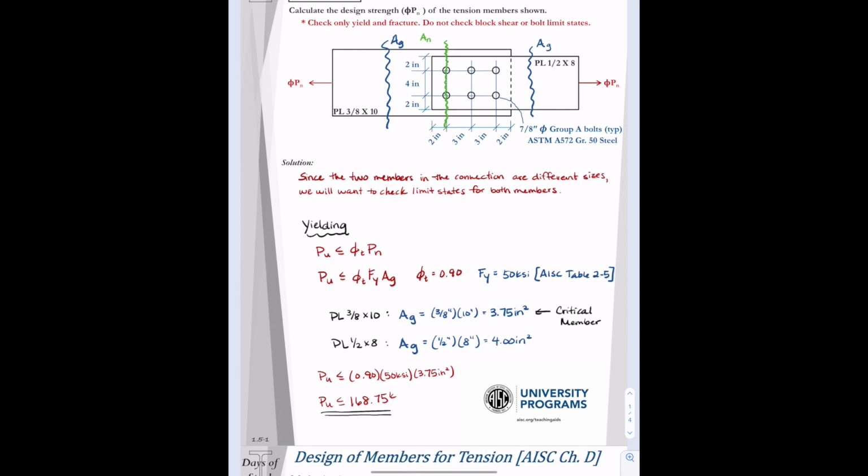Looking at the PL 3/8 by 10 member, I would expect it to fracture at the forward edge of the connection or the left bolt line, which is the green line on the picture. For the PL 1/2 by 8 member, we would have a fracture path matching the blue squiggly line sketched.